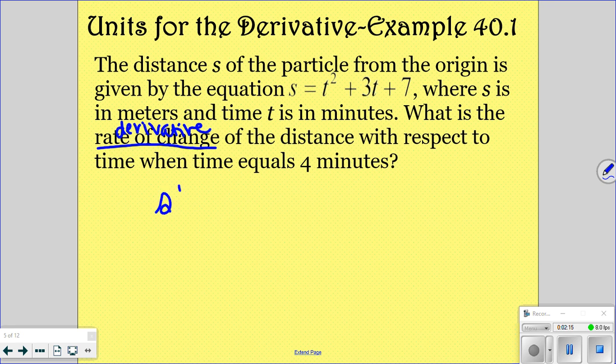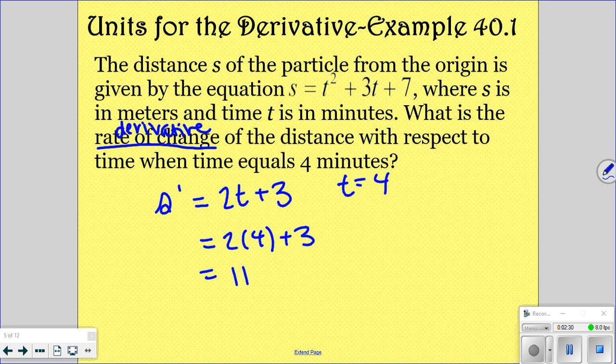So our distance formula's derivative is going to be 2t plus 3. And then we want to know when t equals 4. So we're just going to plug in 4. So 2 times 4 plus 3, that would be 11. And so that would be your rate of change when t equals 4. And the units, we want to know the rate of change. The units would be meters, because it says it's in meters, per minute, because it says it's in minutes. 11 meters per minute.